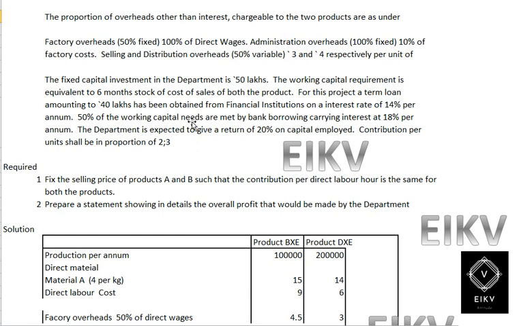50% of the working capital need is met by bank borrowing carrying interest of 18% per annum. The department is expected to give a return of 20% of capital employed. Contribution per unit shall be in proportion to 2:3.